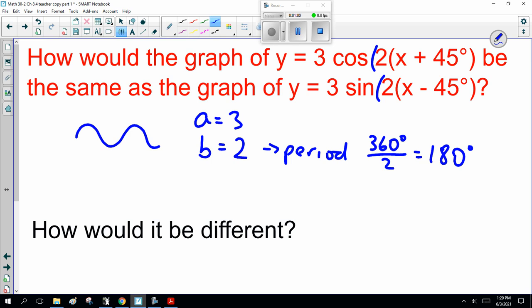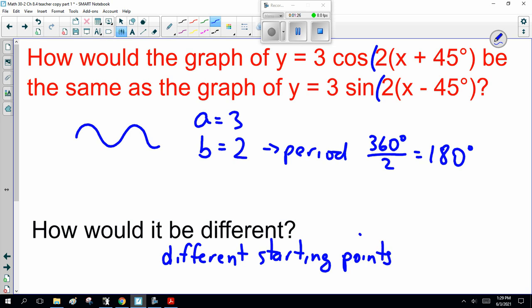Well, you look at the C values. They have different starting points. Yes, this is plus 45 degrees, minus 45 degrees. And if you want to be picky, can we draw that? Yes. I don't want to because I'm lazy.